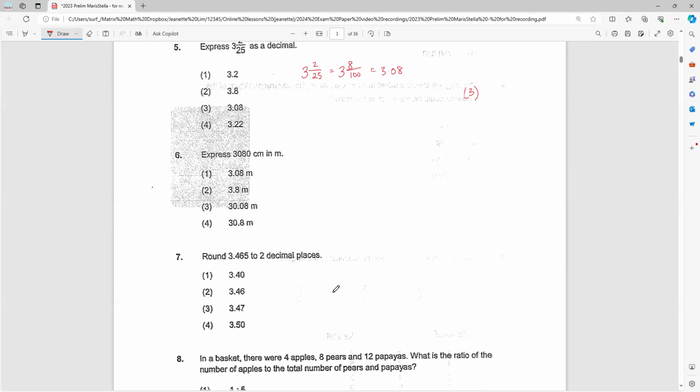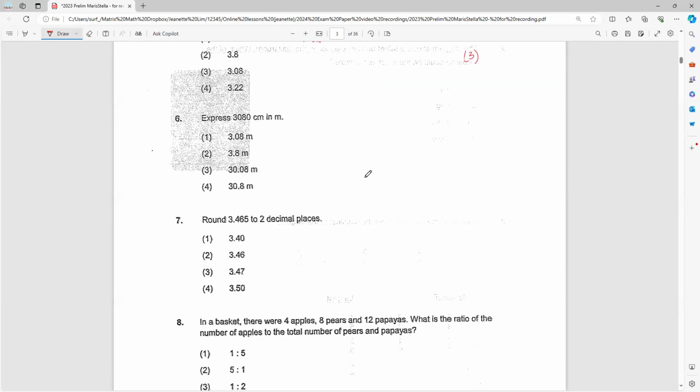Next, question 6. Express 3080 cm in meters. Every 100 cm is 1 meter. So we have to divide by 100 to get meters. Divide by 100, the decimal will jump twice to the left. So you get 30.8. So the answer is 4.